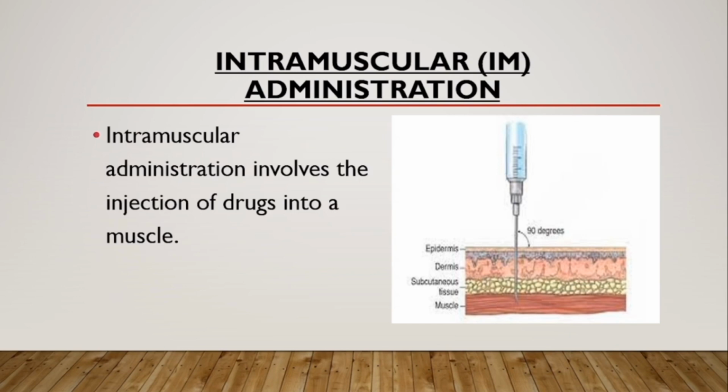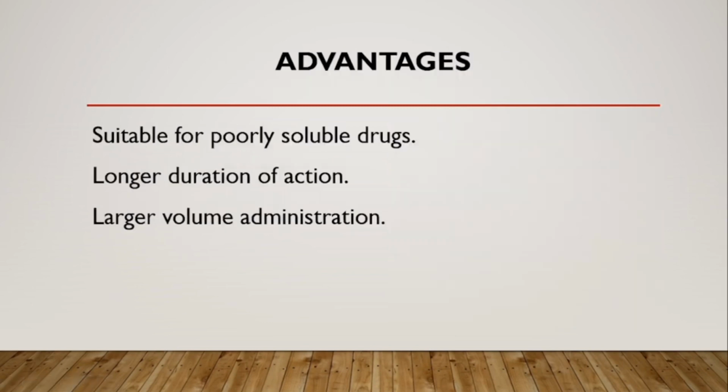After intravenous route of drug administration, we have intramuscular route of drug administration. This involves the injection of drug into a muscle. Here you can see that through this injection, drug is directly given into the muscle of the patient. So there are advantages and disadvantages of this route.